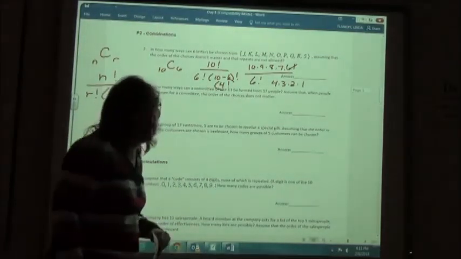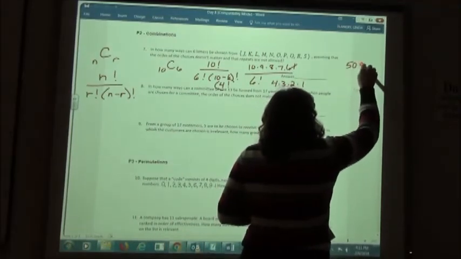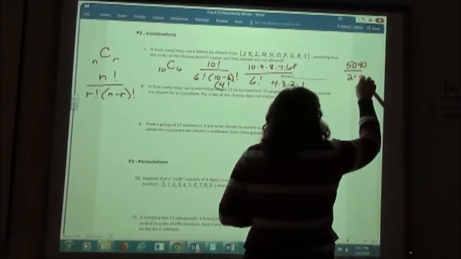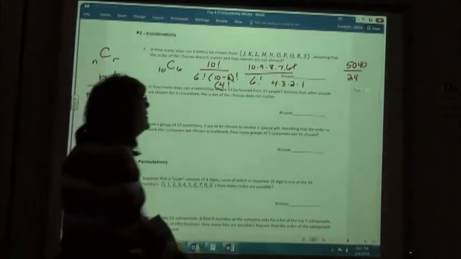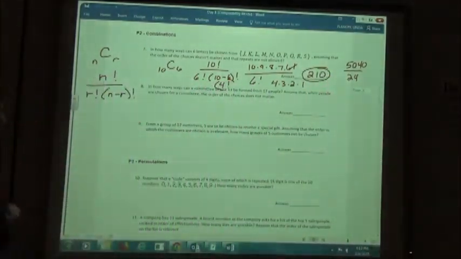On the top, I would get 5,040. On the bottom, I'm going to get 24. That should divide in there nicely: 210. There are 210 different ways that I can choose 6 letters from that list of 10.